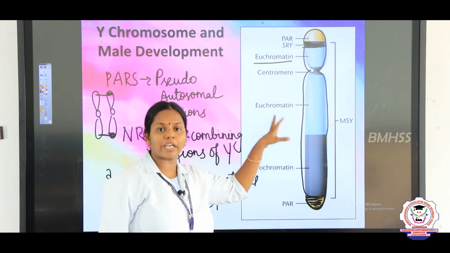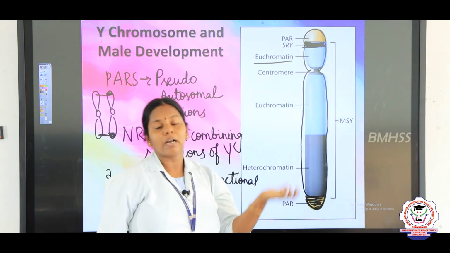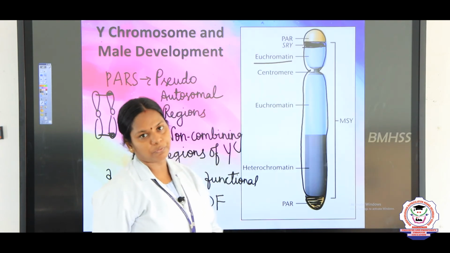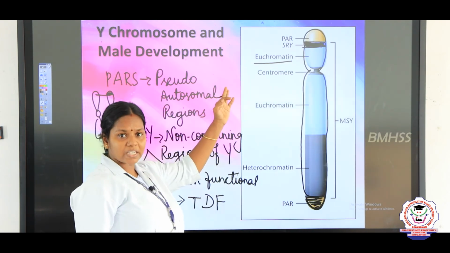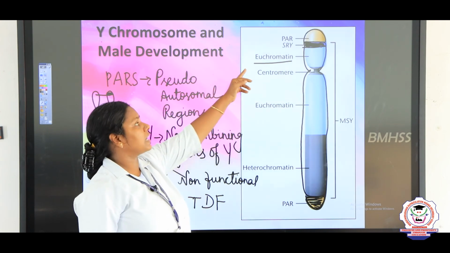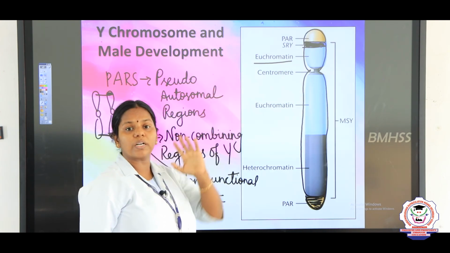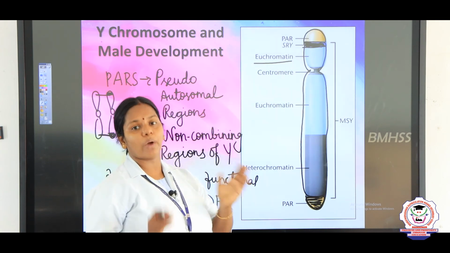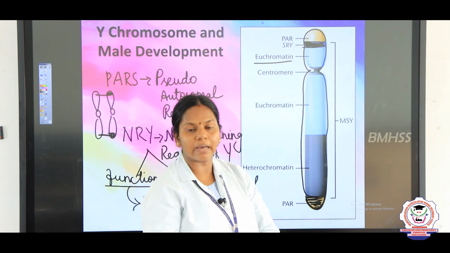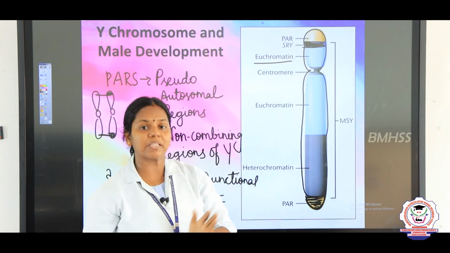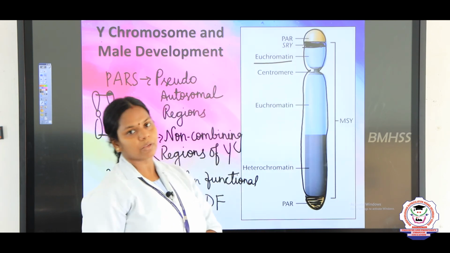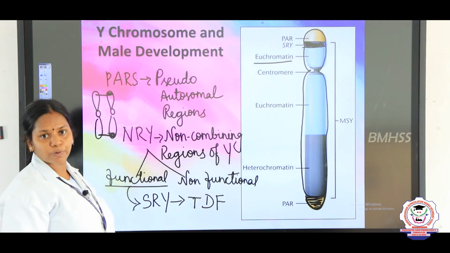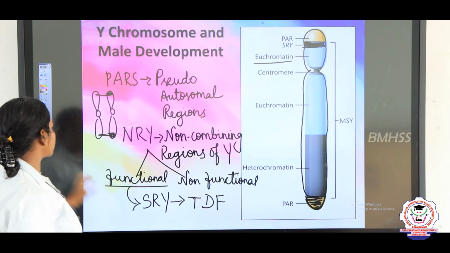develops into a male, and the person without the Y chromosome develops into a female. So, what is the reason behind this, children? This SRY, the sex determining region, is present only in the Y chromosome. It is absent in the X chromosome. So, the person with the Y chromosome develops into a male, and the person with X chromosomes develops into a female. This is why the Y chromosome is responsible for male sex determination.